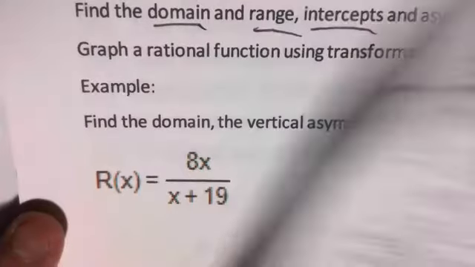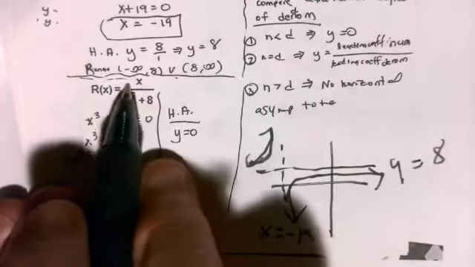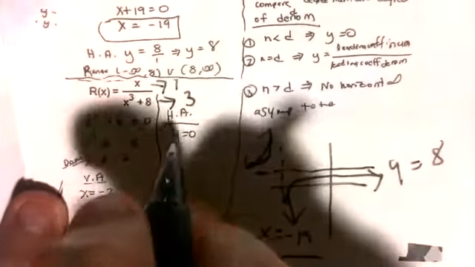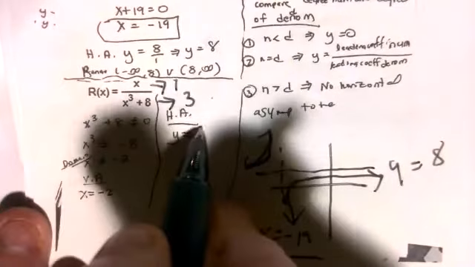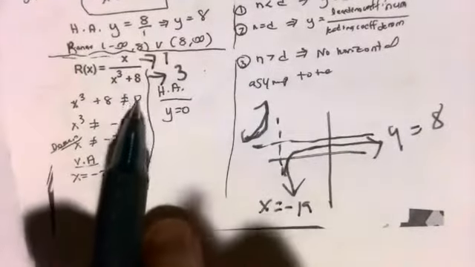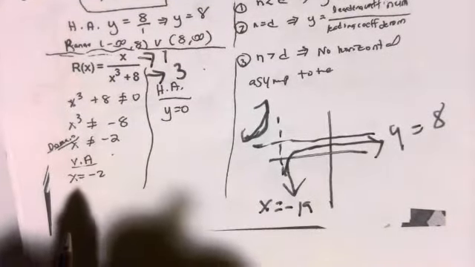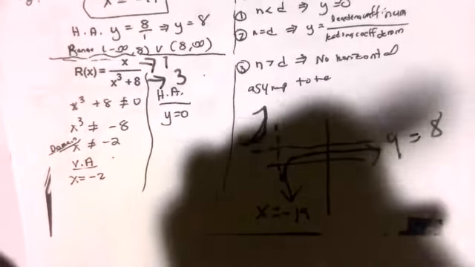So this one is x over x cubed plus 8. The degree of the numerator is 1 and the degree of the denominator is 3. If the degree of the denominator is greater than the degree of the numerator, the horizontal asymptote is just going to be y equals 0. Now, in this case, if you set the denominator equal to 0, you'll get that the vertical asymptote is x equal negative 2. And we've got the horizontal asymptote is y equals 0.